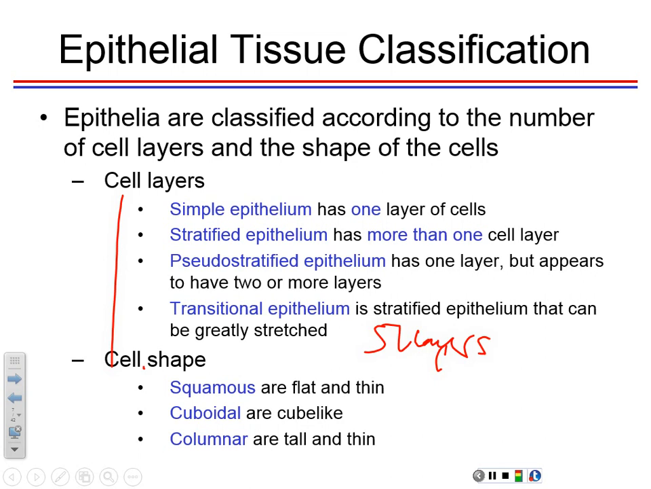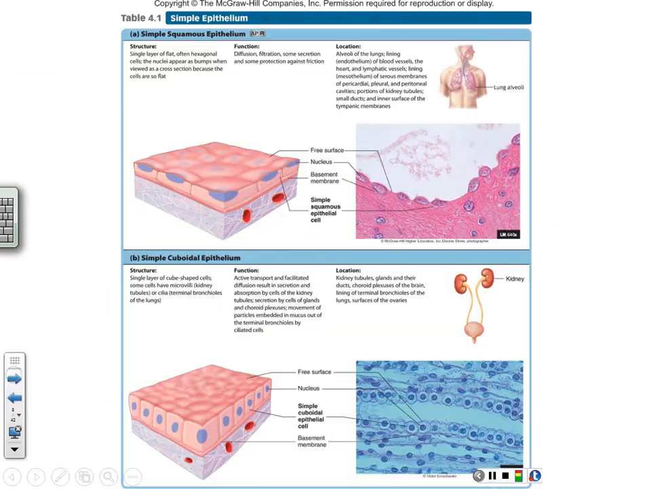And cell shape: squamous, we talked about, is flat cells, and flat cells lend themselves to diffusion and things like that. In the next slide, I'll show you what each of these characteristics is and the functions that suit those characteristics. And cuboidal, almost cube-shaped. And columnar, long cells, they look like a column. So now we're going to talk about each of those types of epithelial tissue and the functions they're involved in.